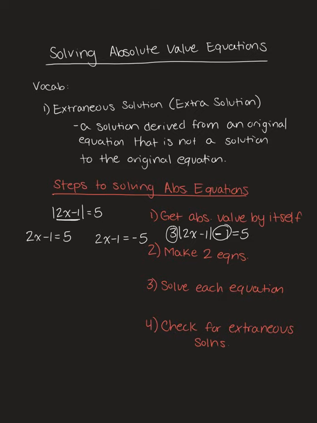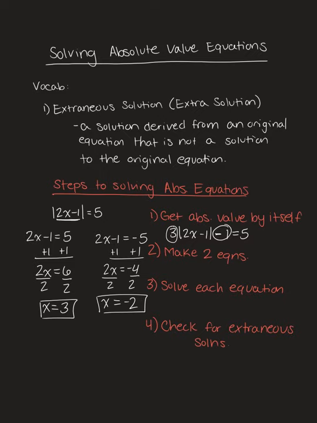So then you're going to solve. So go ahead and add 1 to both sides. Divide by 2. So the first equation gives x is equal to 3. If I do the same thing over here, I get x is equal to negative 2. Okay, so these are my two equations.